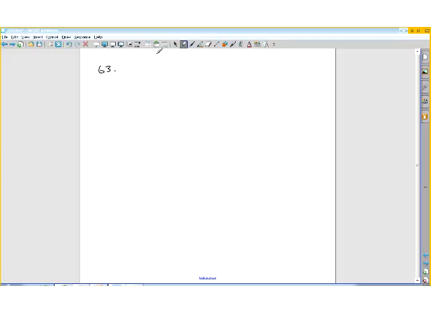Okay, number 63. So 63 are supplementary. Let's do 64. Because that's a complementary one. We haven't done one of those. So complementary angles add up to 90 degrees.